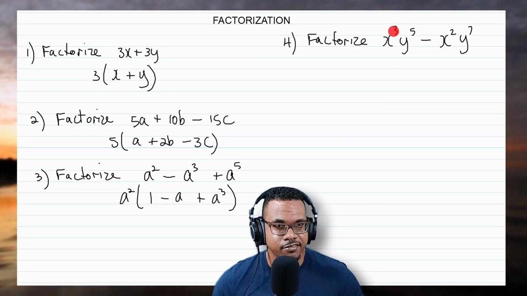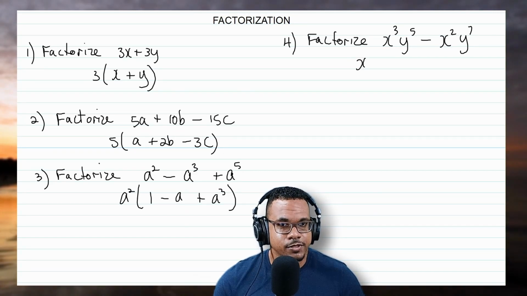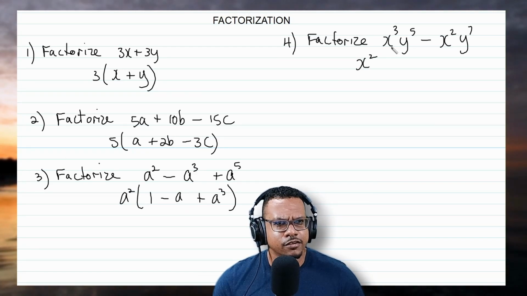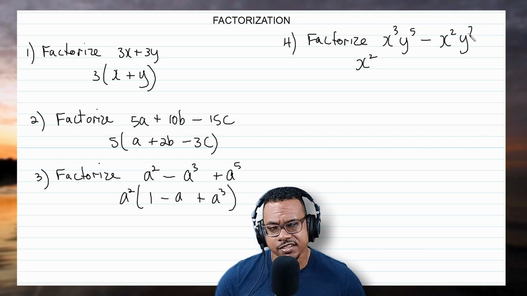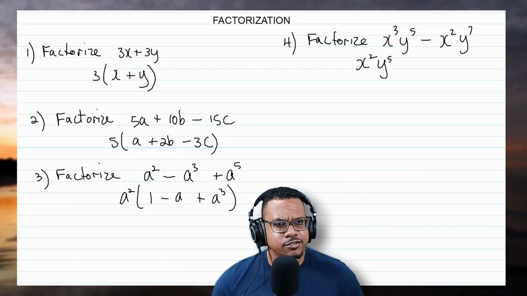So with the x's, you have x cubed and x squared. I'll choose x squared. So I write x squared. For y to the power 5 and y to the power 7, I'll use the y to the power 5. That's the one with the lower power. So y to the power 5. So this would be my HCF, x squared y to the power 5.